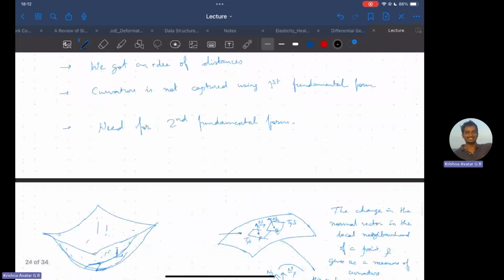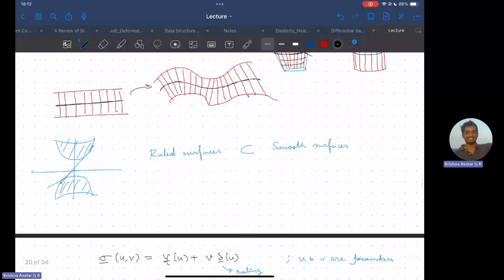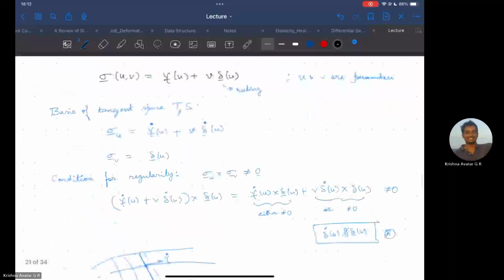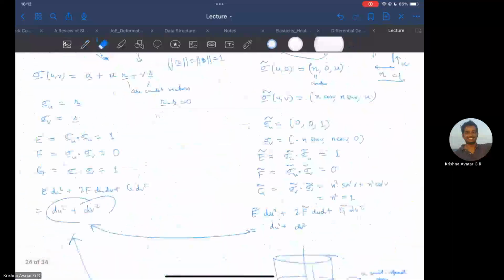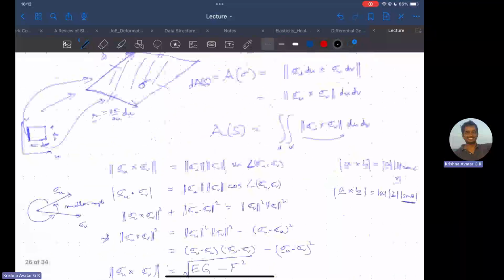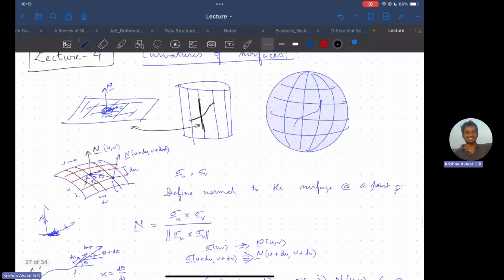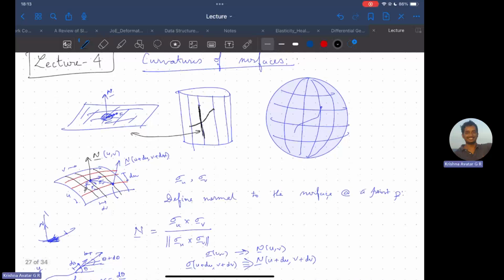So essentially, we set out to parameterize a surface, right? Yeah, we parameterized a surface and then went on to trying to understand the curvatures by making an analogy with curves, right? So we wanted to understand what are the curvatures, how do we measure curvatures of a surface.